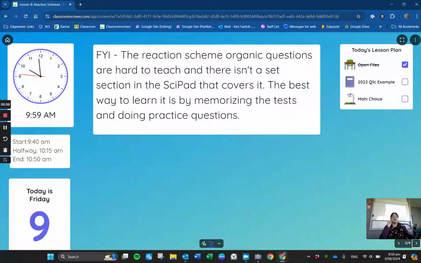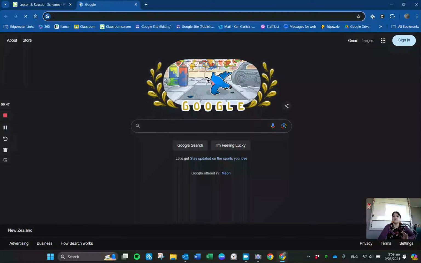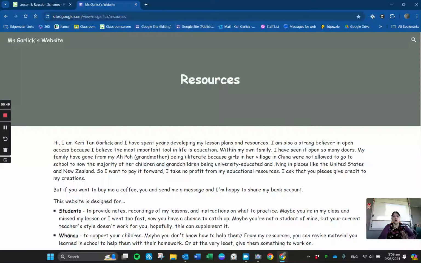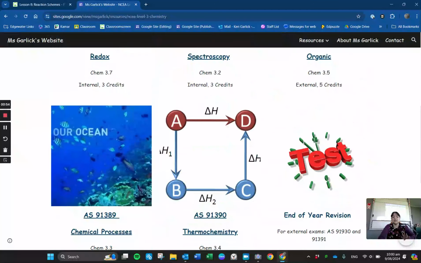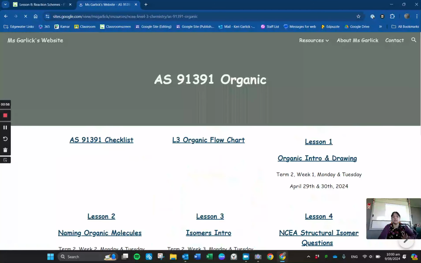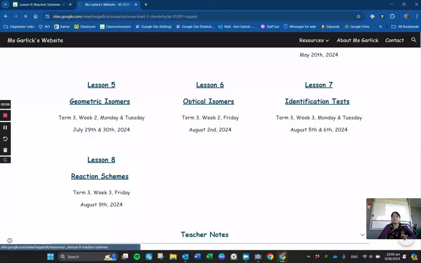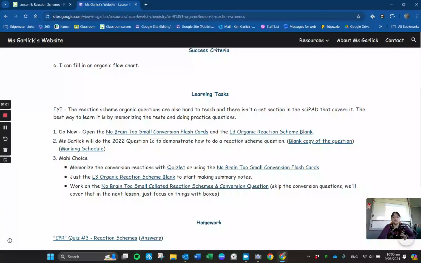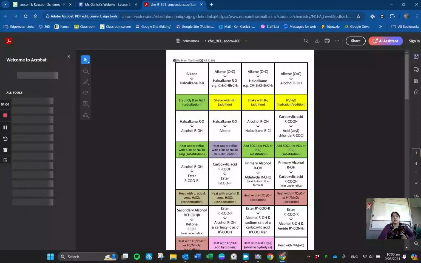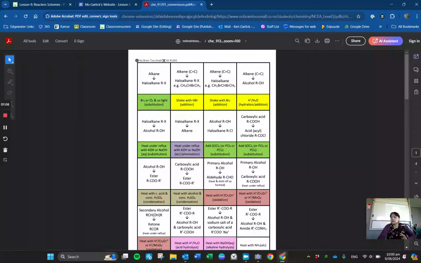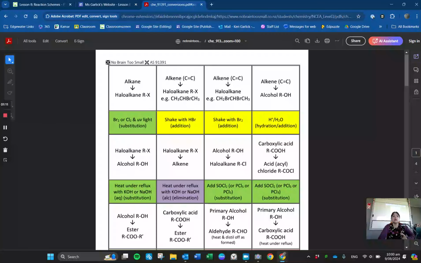The other main thing about this question is that you're really going to need to memorize all the various conversions, so that's why I want you guys to have those resources open today while we're learning. You will not be getting this on the assessment, so, like I said, you need to have them memorized. So let me open it up so you can see the documents I'm talking about: there are flashcards for No Brain Too Small that you can use while you're learning. There we go. It goes through and tells you how to convert from one organic molecule to another.